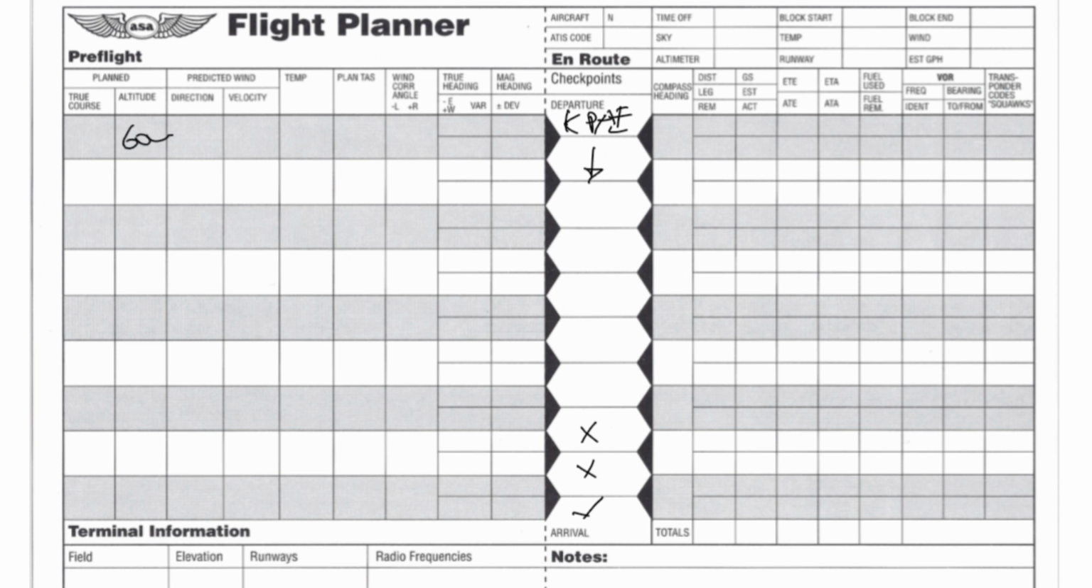Altitudes. Pretty simple. We start with field elevation, climb to an initial altitude, return at that same altitude down to pattern altitude. I like to keep my last row as cruise altitude because that's where this leg starts.